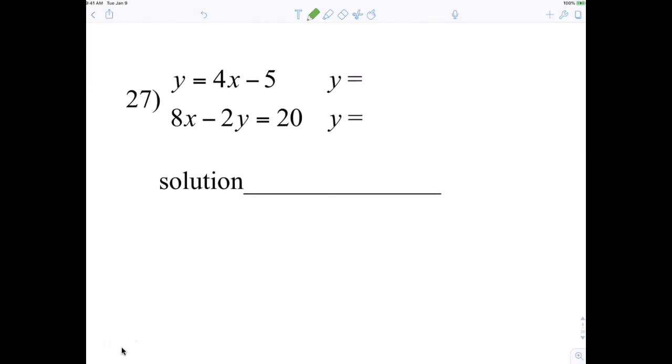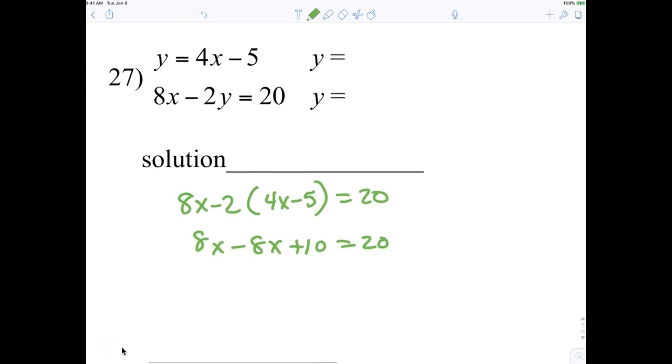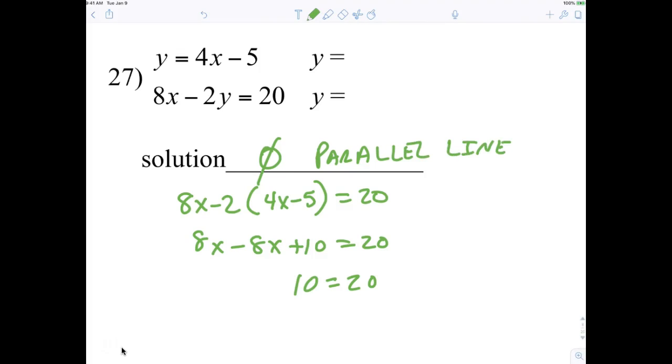So 8x minus 2 times 4x minus 5 equals 20. Distributing, 8x minus 8x plus 10 equals 20. 10 equals 20. What do we got? Is it true or false? Therefore it is no solution, right? So we're going to go no solution, and I'm just making sure we know these are what? Parallel lines, okay?